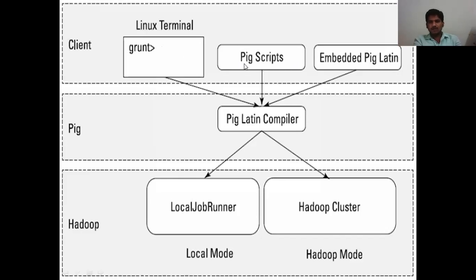Then the script: here we save a script with the extension .pig. Then the group of instructions, that is the program, is run by using a Pig script. There we use the -x option, whether we want to run in local mode or Hadoop mode. I will show you in the next screen how we run it. Then another one is the embedded mode.